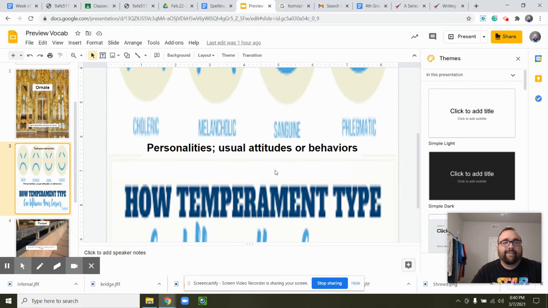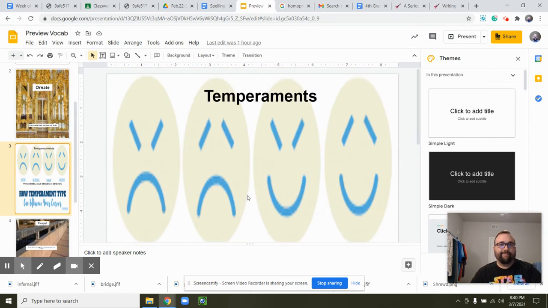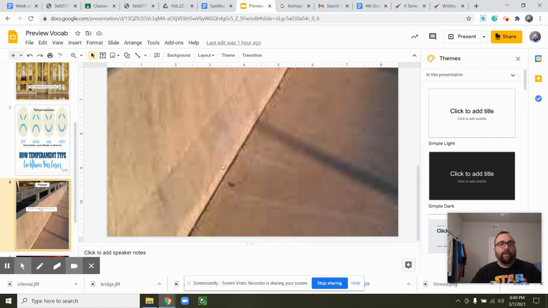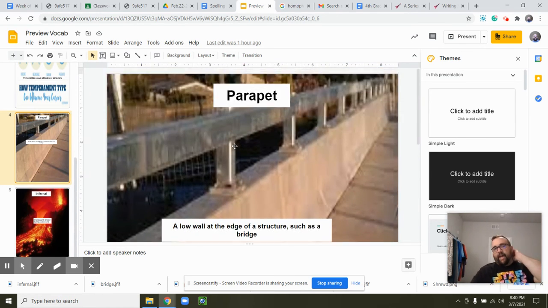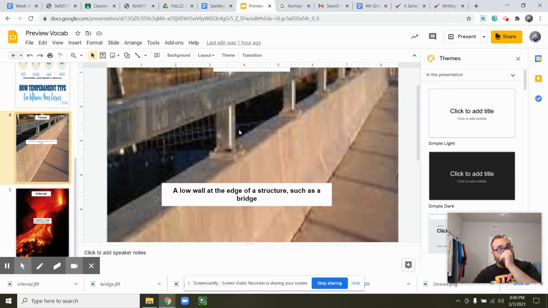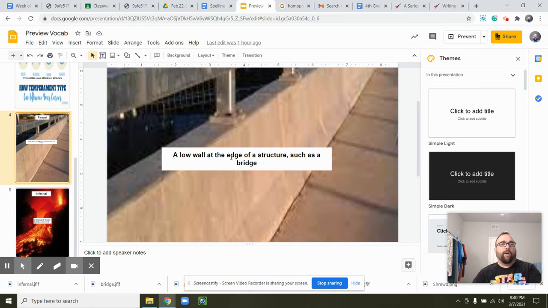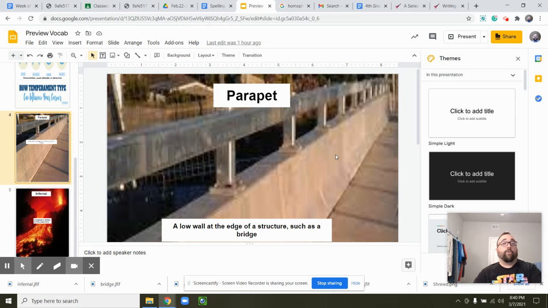So how people act, you can usually describe it as choleric, melancholy, sanguine. So those are just some different ones. Someone can always be happy. Their temperament can always be a happy temperament, right? Okay, so let's keep going. Next one we have, and this one's kind of neat. We have parapets. Now, notice I've attached a picture of a bridge, right? On the bridge, we would call this a guardrail. It also has another name, parapet, a low wall or edge of a structure. A low wall at the edge of the structure, such as a bridge. So I've shown a bridge with a guardrail or a parapet.